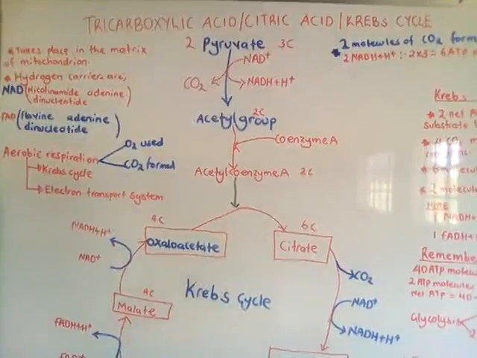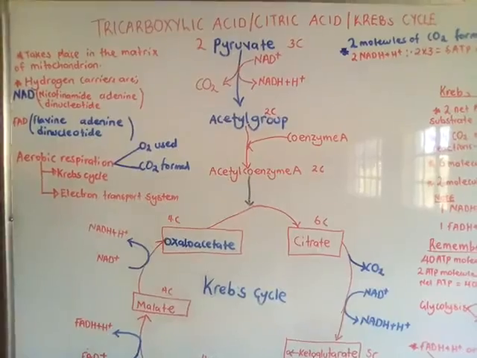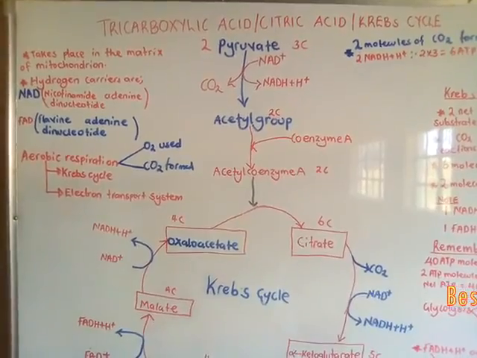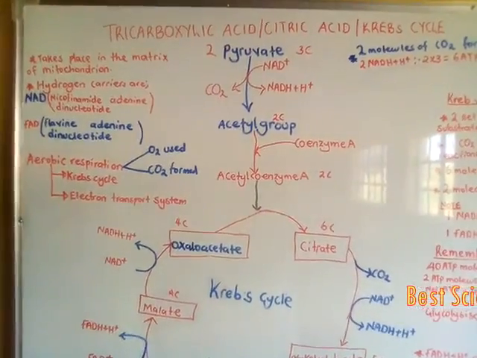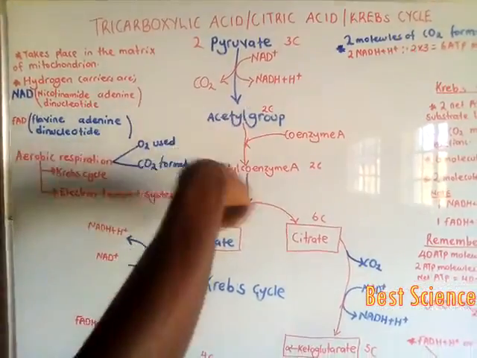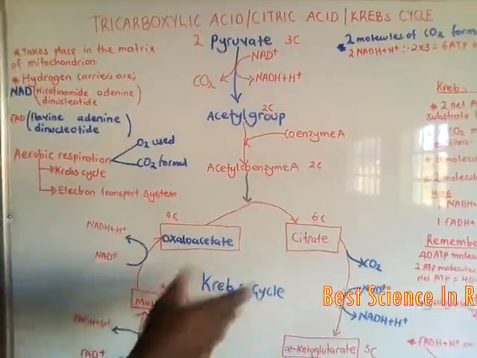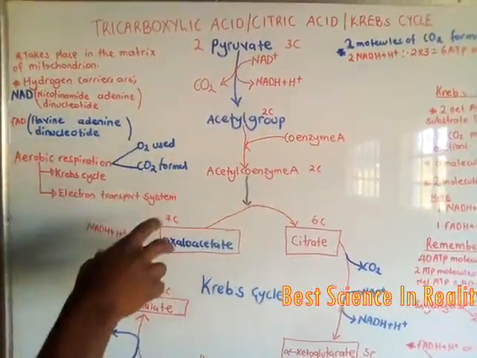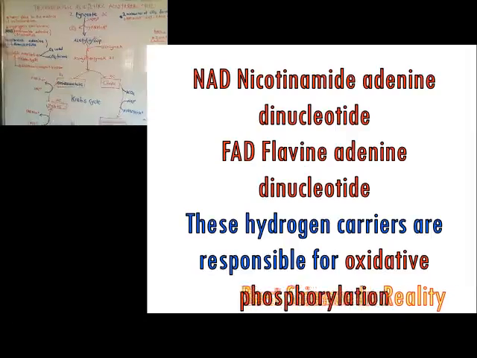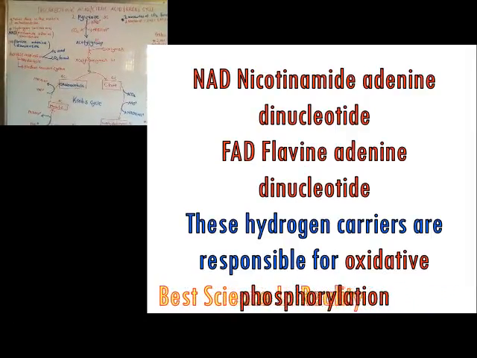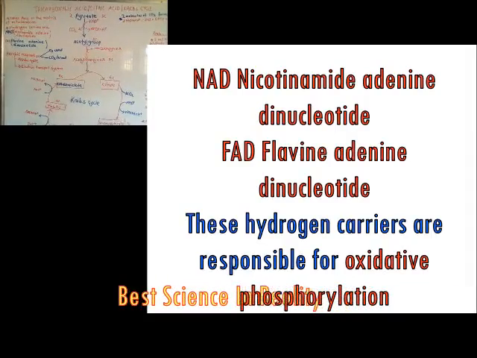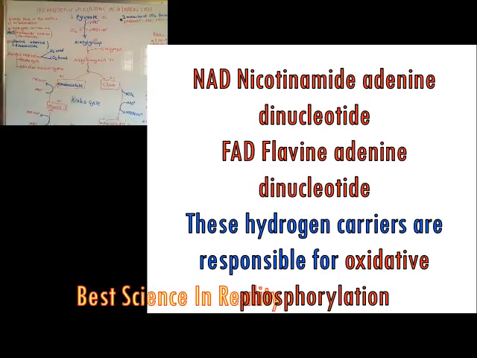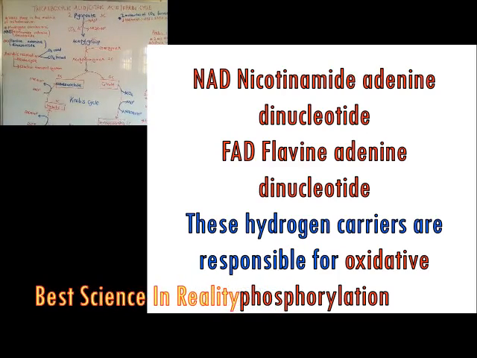Guys, we are going to look at Krebs cycle. Now remember, the end product of glycolysis is pyruvate, which is a triose sugar, and in this case it's going to enter the matrix of the mitochondria, but we have several reactions which take place. But we shall need hydrogen carriers, and in this case we are going to use NAD and FAD. NAD is nicotinamide adenine dinucleotide, and FAD is flavine adenine dinucleotide.